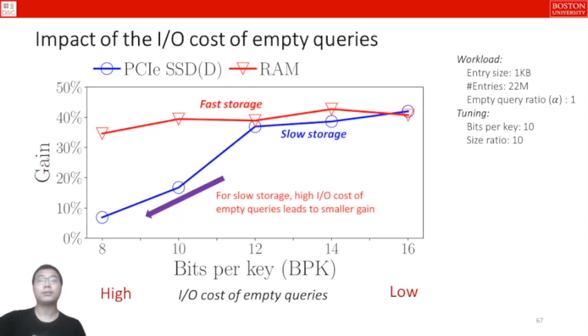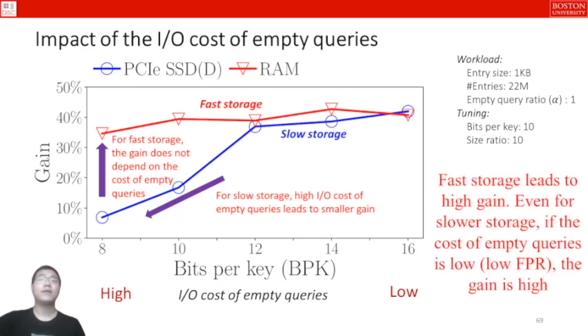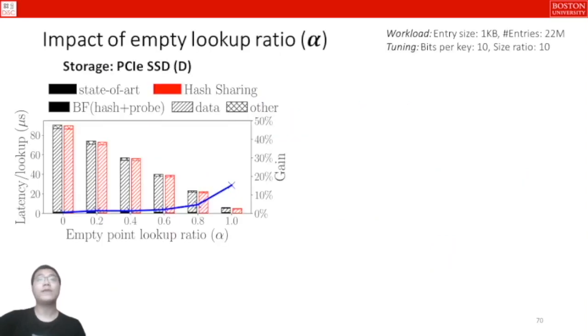Observed from the blue curve, for slow storage, high I/O cost of empty queries leads to smaller gain. However, for fast storage, the gain does not depend much on the cost of empty queries. In a word, fast storage leads to high gain. Even for slow storage, if the cost of empty queries is low, that is, low FPR, we can still have high gain.